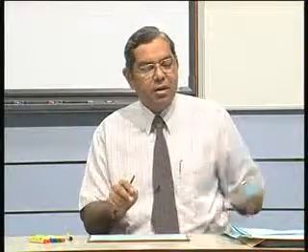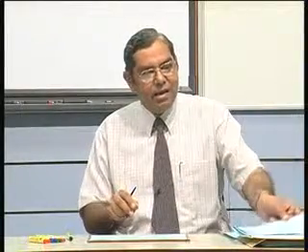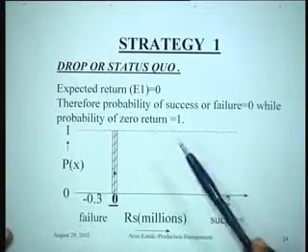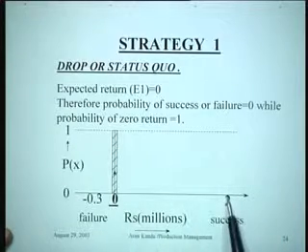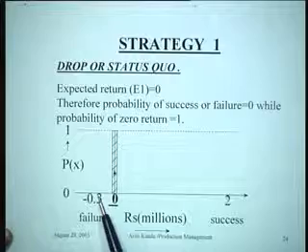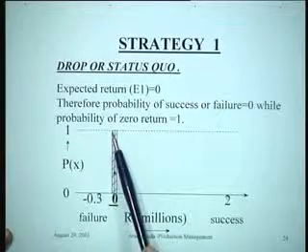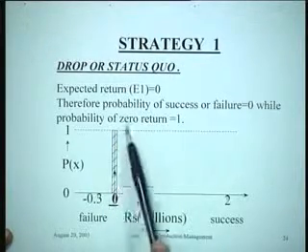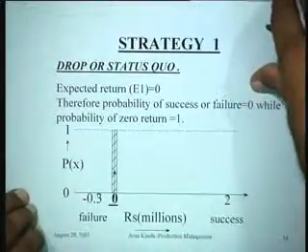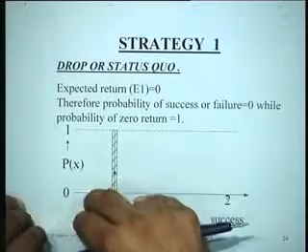Now, this information that we have calculated can be plotted on a graph, and it looks like this. If you look at the first strategy, which is drop or status quo, it's very simple. You will not gain 2 million rupees. You will not lose 0.3 million rupees. You will get zero with 100% probability. So this is a purely riskless situation in that sense of the term. So we see the probability distributions of all the 8 strategies.